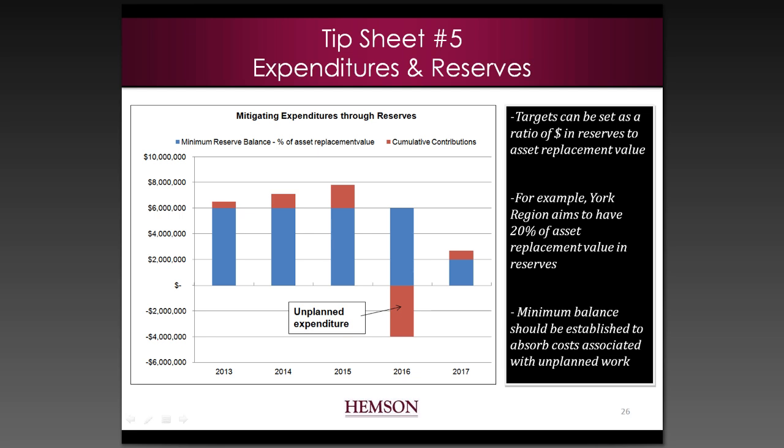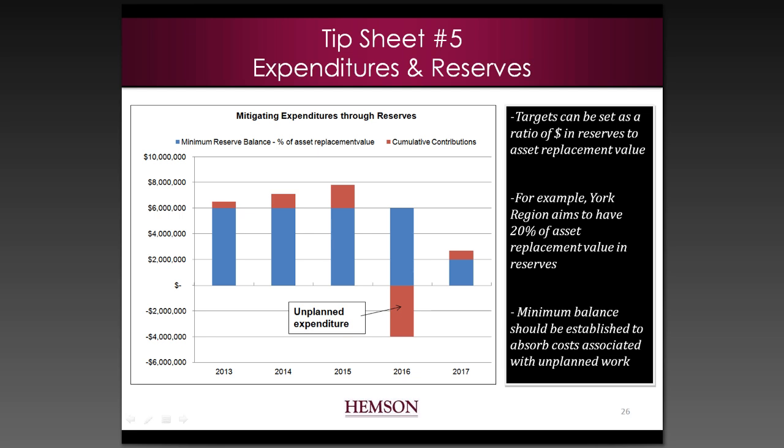And all we're trying to illustrate through this bar graph is if those contributions, the minimum amount is, say, that $6 million, the blue portion, we're making contributions above that leading up to 2016, and then all of a sudden you have an unplanned expenditure of some $4 million, which drops the reserve fund down to just over $2 million.